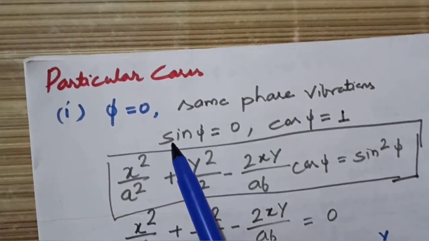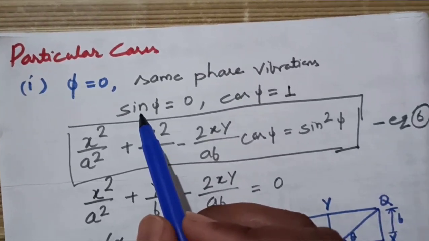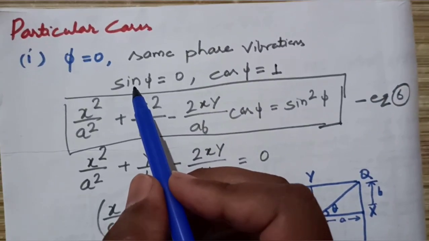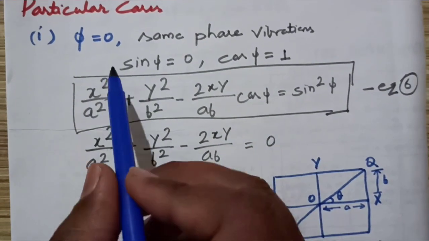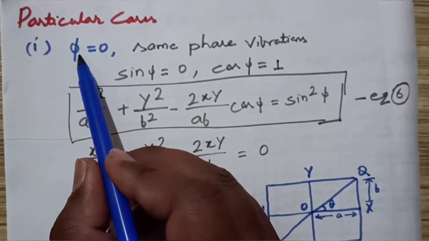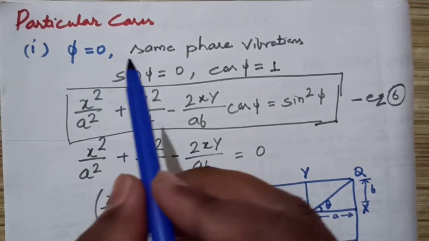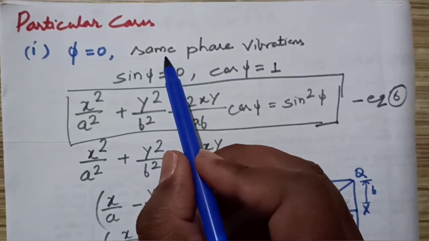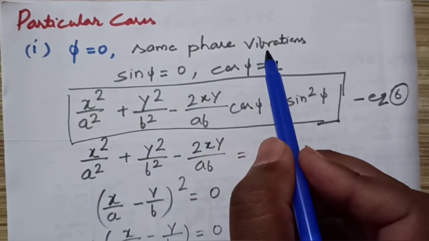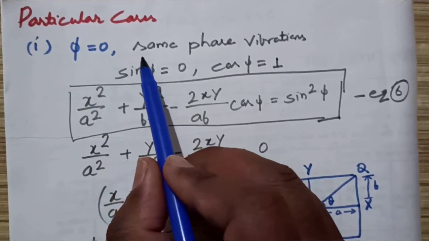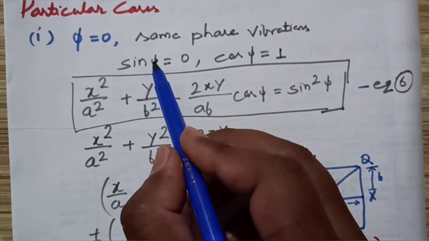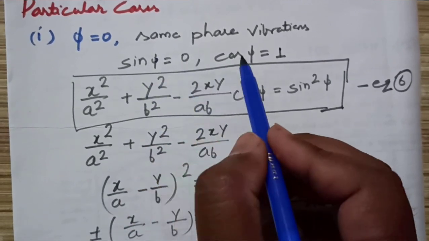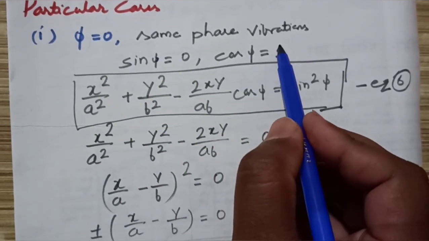Now we have to discuss particular cases to obtain the particular path of the Lissajous figure, the closed curve which we are discussing here. So in the first case, the phase phi is equal to 0. It means that both the waves have the same phase vibrations. Phi is equal to 0, so both have the same phase. You know that sin 0 is 0, and cos 0 is 1.